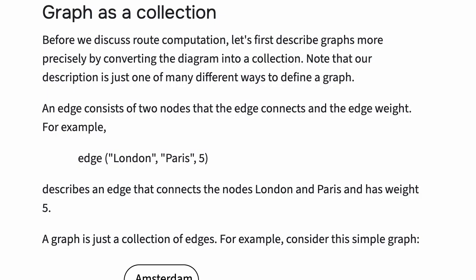Before we discuss route computation, let's first describe graphs more precisely by converting the diagram into a collection. Note that our description is just one of many different ways to define a graph. An edge consists of two nodes that the edge connects and the edge weight. For example, edge London, Paris 5 describes an edge that connects the nodes London and Paris and has weight 5. A graph is just a collection of edges.